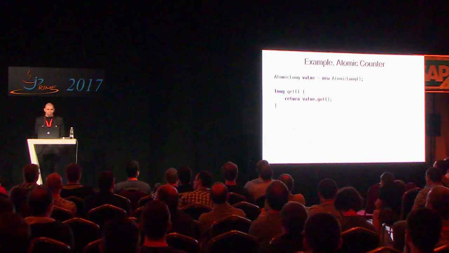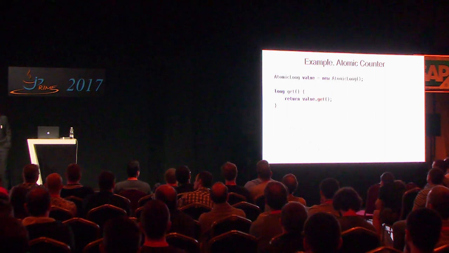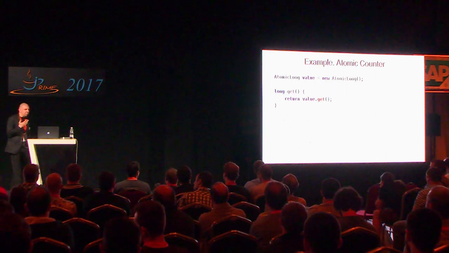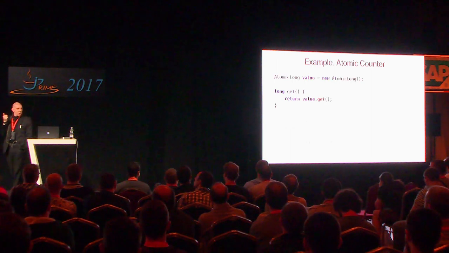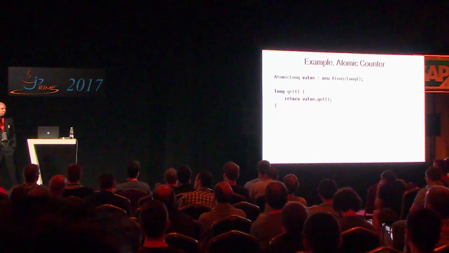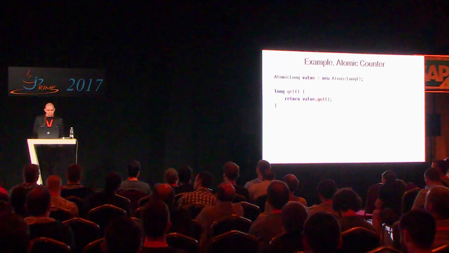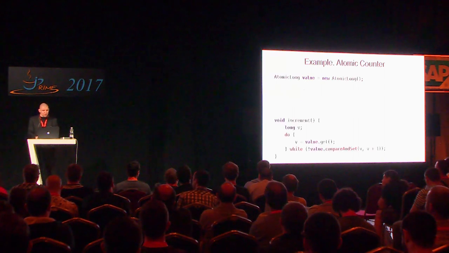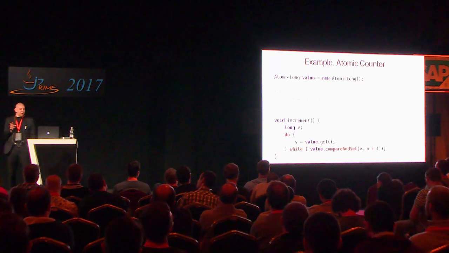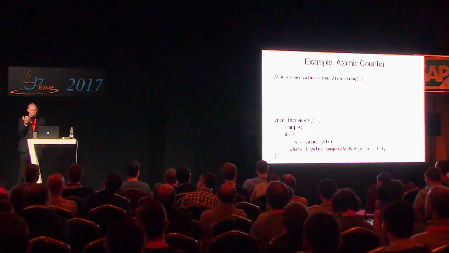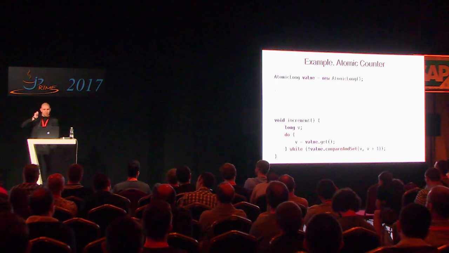How does it work? Suppose that we need to implement some counter. A counter is a very simple primitive with two operations: get the value and increment the value. So if you need to get the value, we just use the get operation. If we need to increment the value, we do the following. First, we read the value. And second, we try to increase it in a loop.